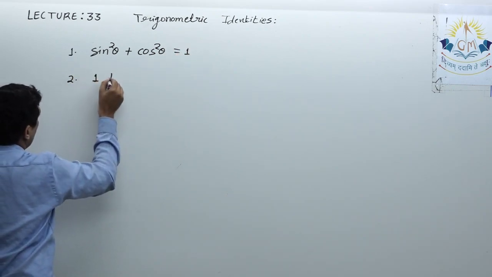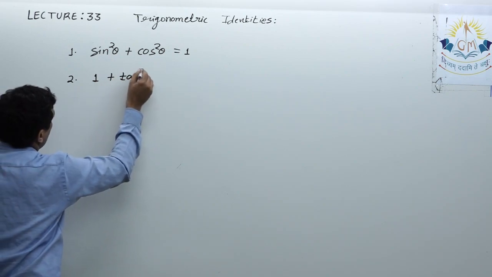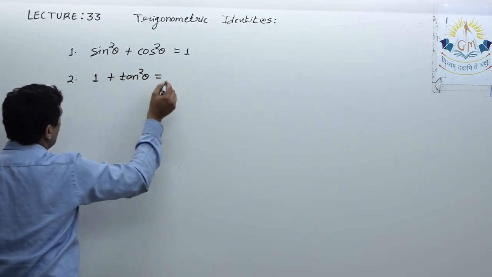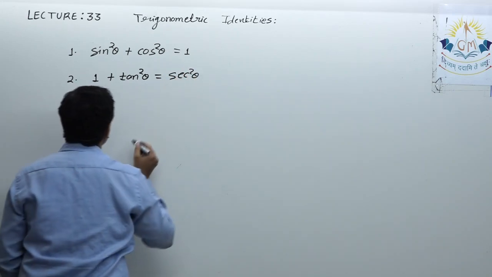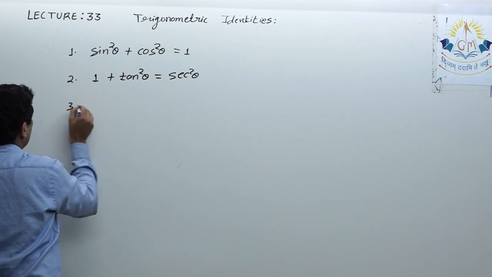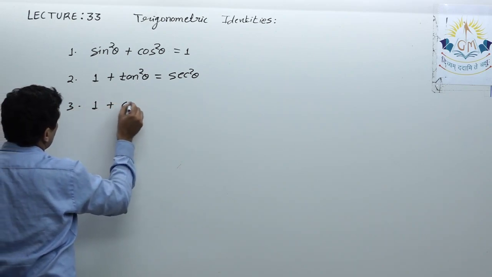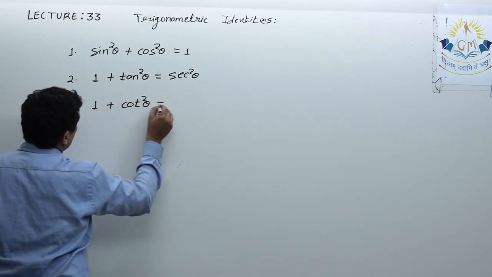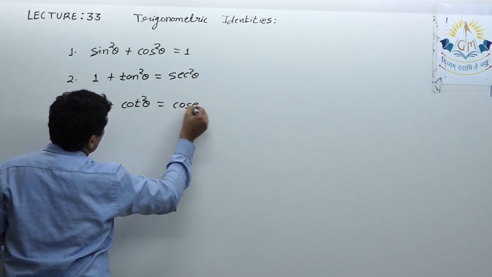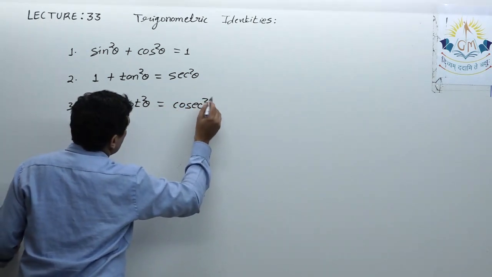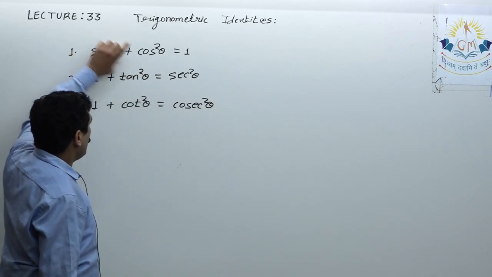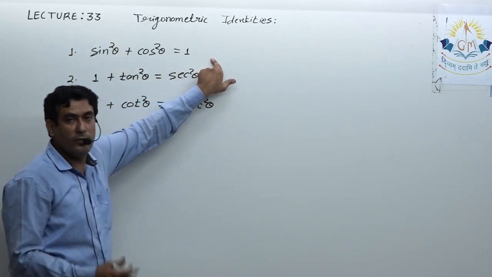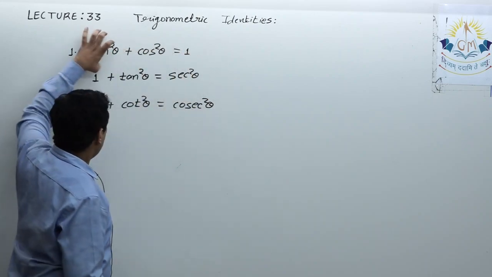Second, 1 plus tan square theta is equal to sec square theta. Third one, 1 plus cot square theta is equal to cosec square theta. So these are the basic three identities. Now some say that sin square theta equal to 1 minus cos square theta is one more identity. No, this is not a separate one, the basic identity is the one above.